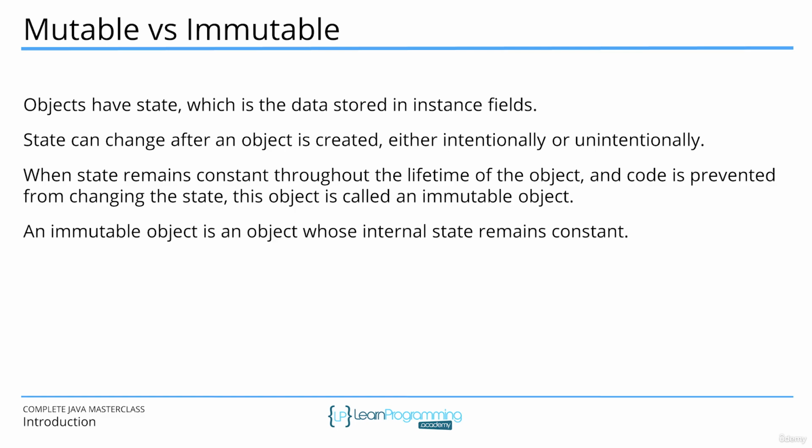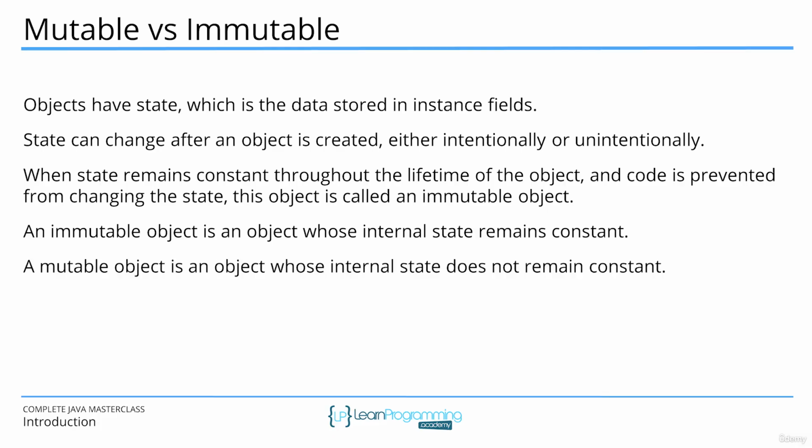An immutable object is an object whose internal state remains constant. A mutable object is an object whose internal state does not remain constant. Which is better? Well, like anything else, that depends.